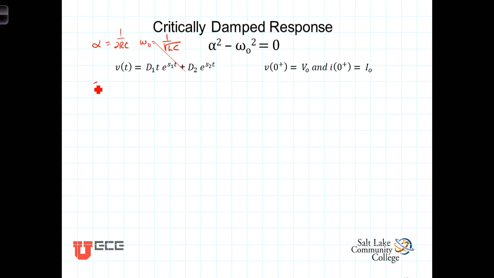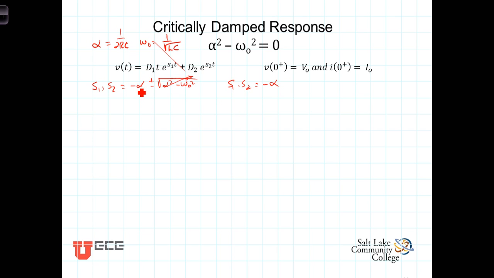Further recall that S1 and S2 are equal to negative alpha plus or minus the square root of alpha squared minus omega naught squared. So in the critically damped case, alpha squared minus omega naught squared equals 0. The radical is 0, and we get that S1 and S2 are the same value, equaling minus alpha. Mathematicians say that this is a single root with a multiplicity of 2, or a double root, or a repeated root. However you want to refer to it, we get only one value.